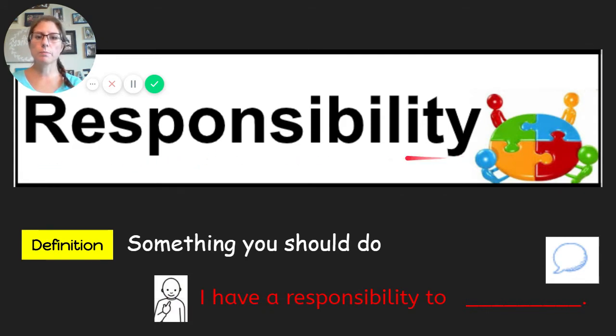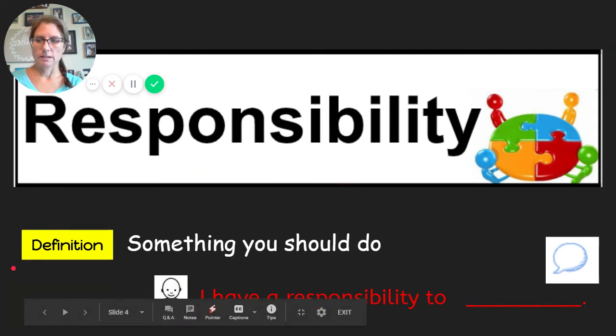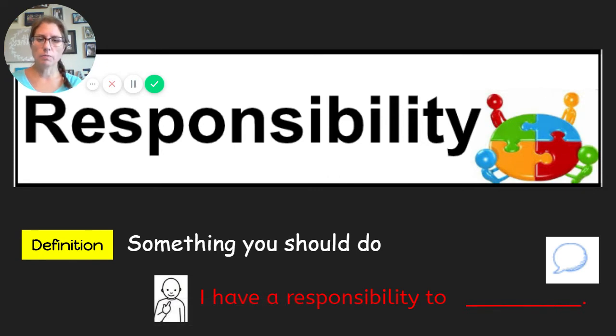Responsibility. Say that word one more time with me. Responsibility. The meaning or the definition of responsibility is something you should do. I'm thinking about something I have responsibility for. Ooh, I know. Look at the red words. I have a responsibility to come to school every day and teach children. Think about something you have a responsibility to do.